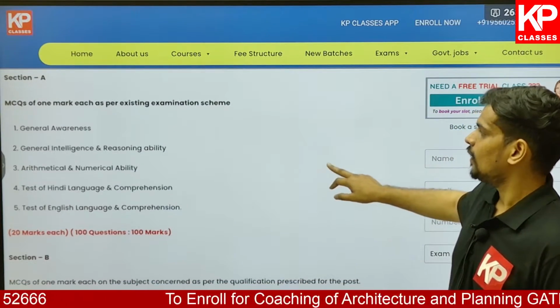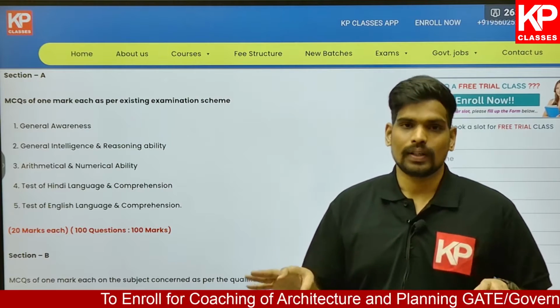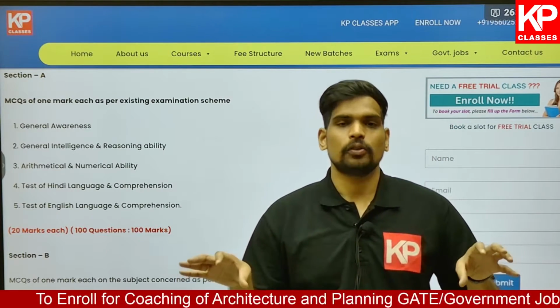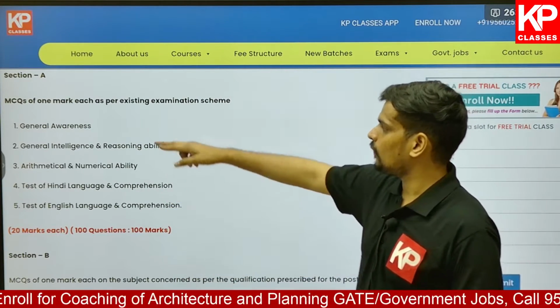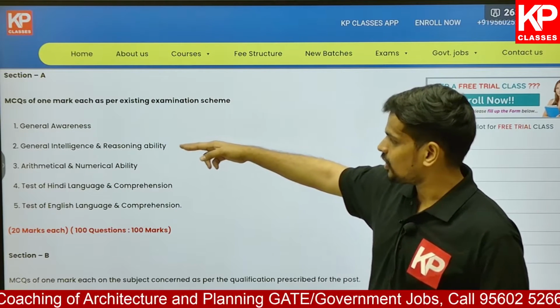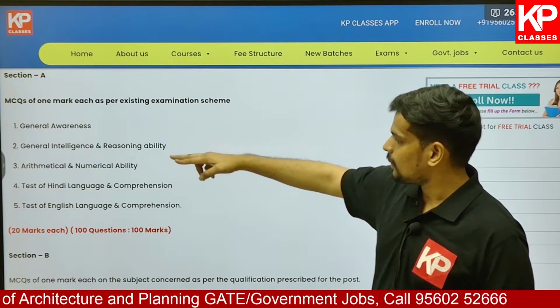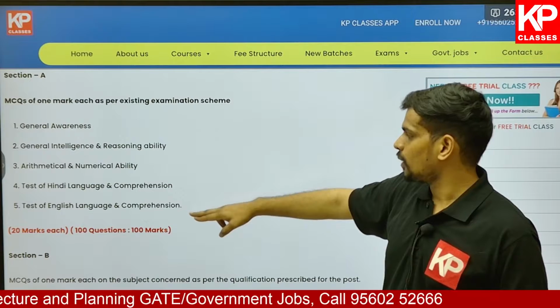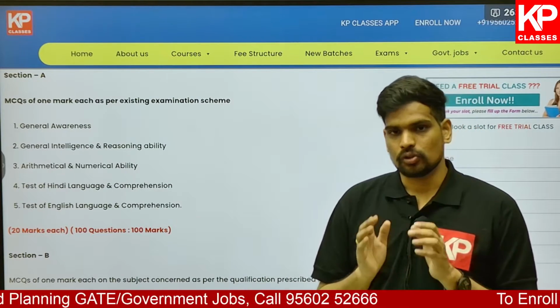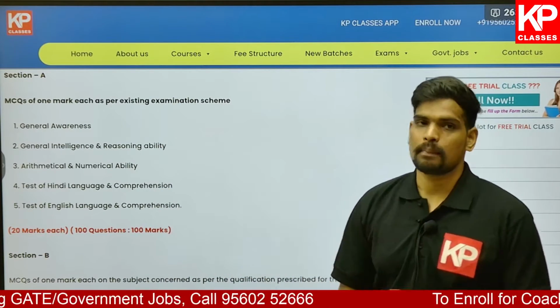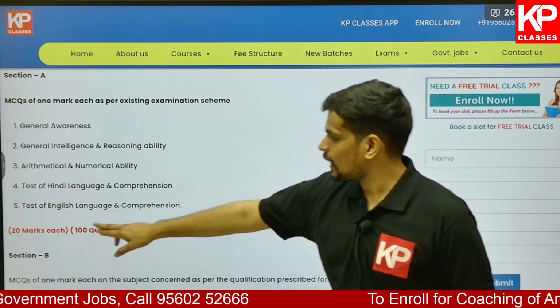The syllabus of 200 marks or 200 questions is divided into 2 parts. 100 questions are going to be from general awareness, general intelligence and reasoning, arithmetic and numerical ability, test of Hindi language and comprehension, and test of English language and comprehension. So 100 marks is dedicated to these 5 parts. It has been mentioned that there are 20 marks for each section.